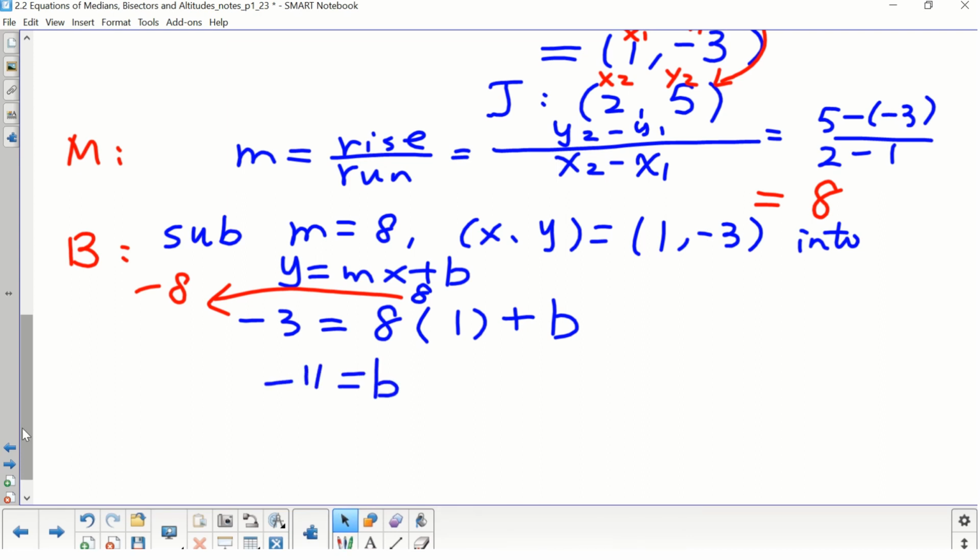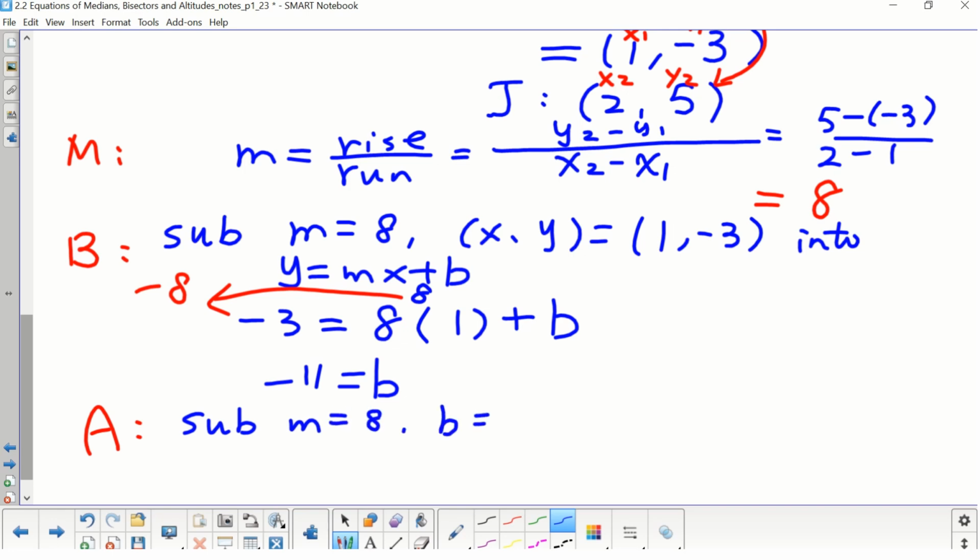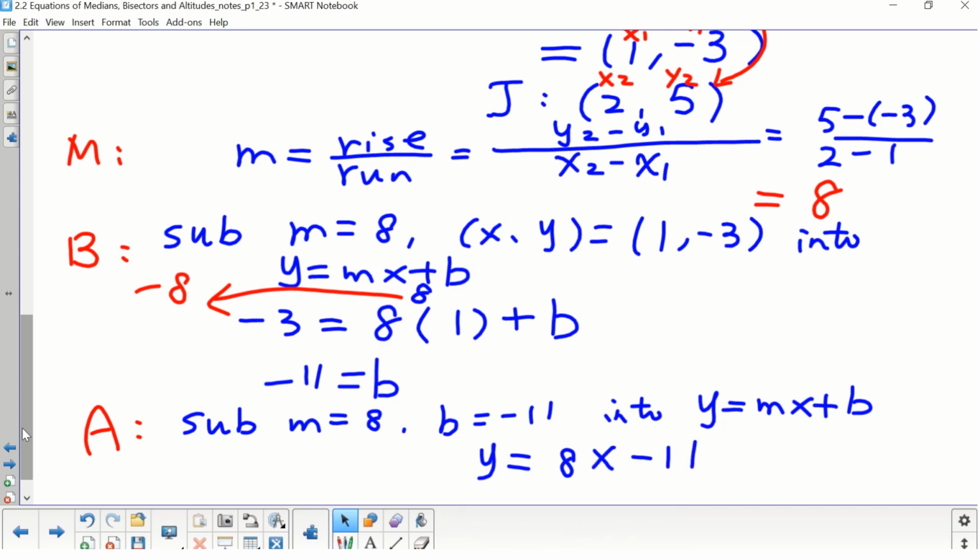Then the last but not least, the statement. So sub m equals 8, b equals -11 into y equals mx plus b. We are going to have y equals 8x minus 11. So, equation of a line again.